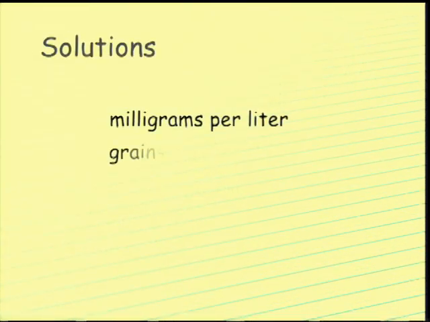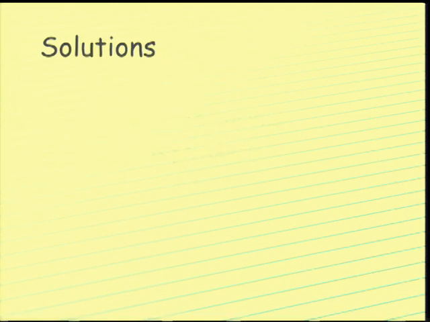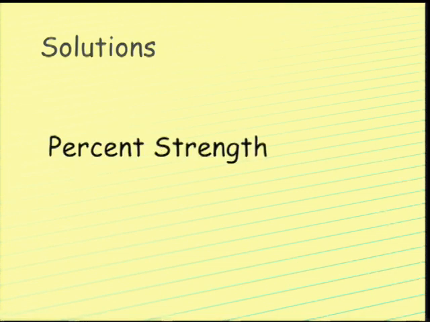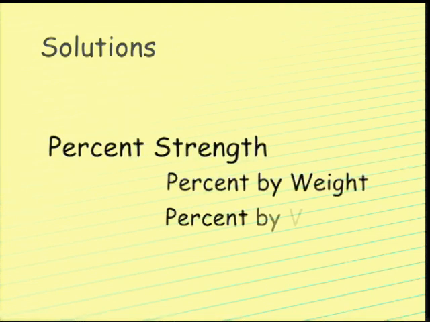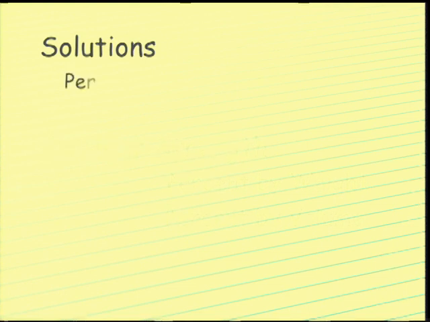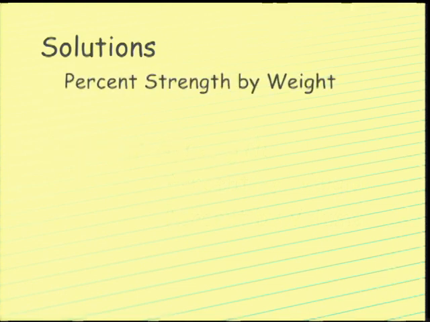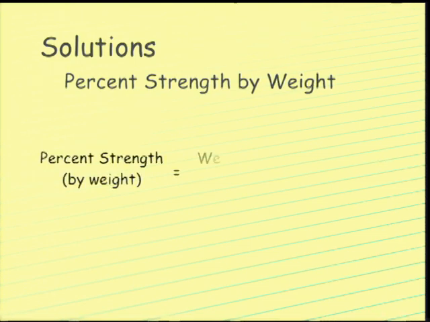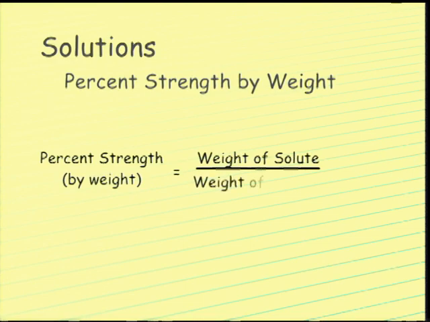Milligrams per liter and grains per gallon each express the weight of solute dissolved in a certain volume of solution. Percent strength can be expressed as percent by weight or percent by volume. The percent by weight calculation is most often used in water treatment. The equation used is percent strength by weight equals weight of solute divided by weight of solution times 100.